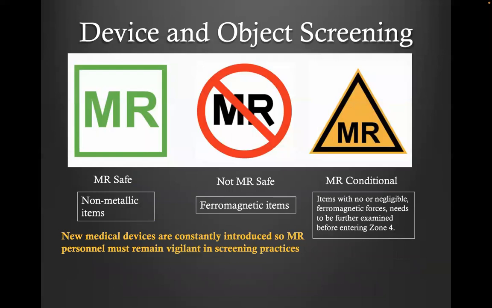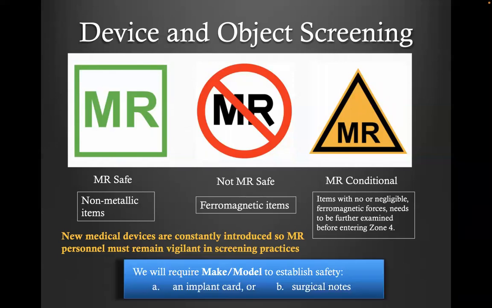For devices, there are typically 3 kinds of device. There may be MRI safe, that is non-metallic, plastic, totally pure, 100% plastic, or there may be non-MRI safe, the whole list of ferromagnetic items. And there are a whole range of devices that are actually MRI conditional. So this becomes a tricky question. And there are new medical devices constantly being introduced to MRI. So you have to be vigilant in your screening practice, right?